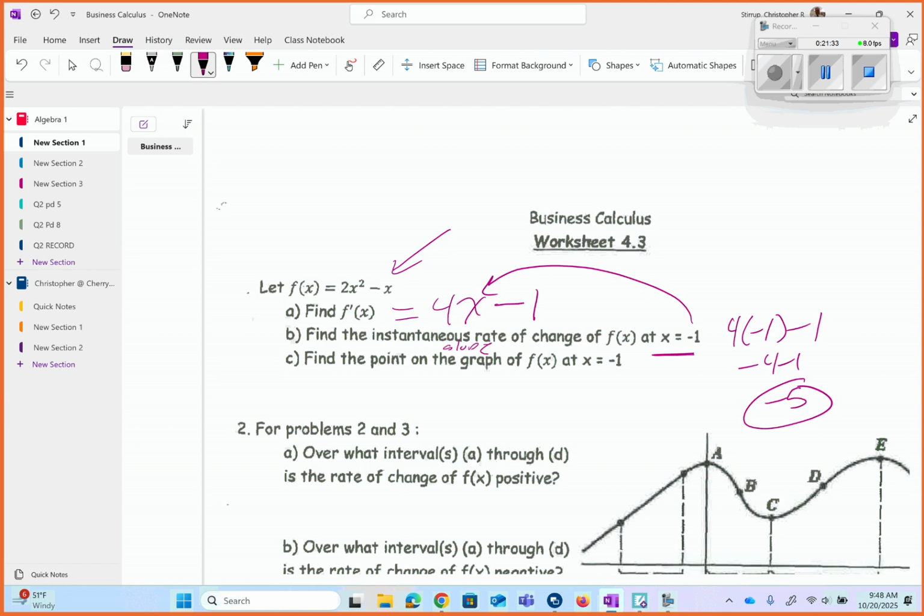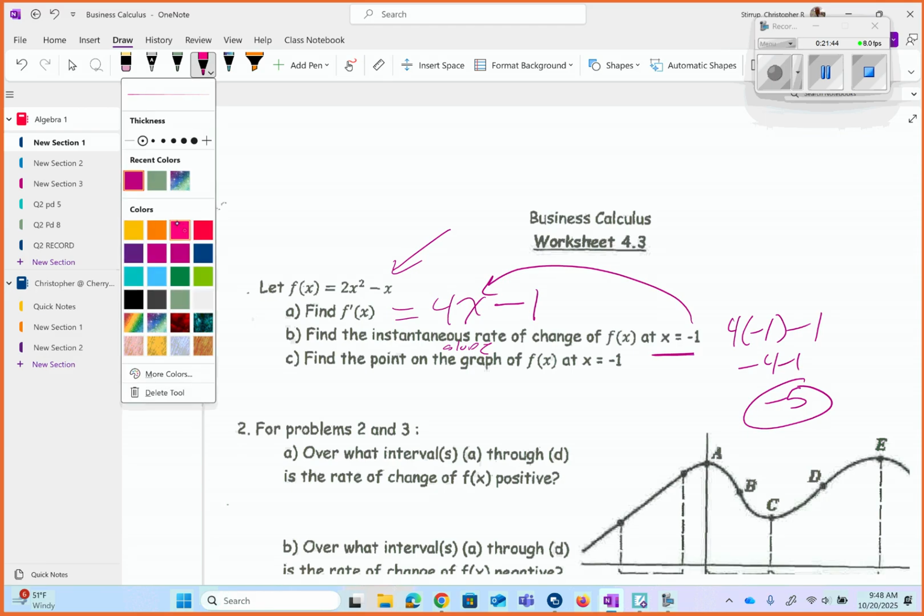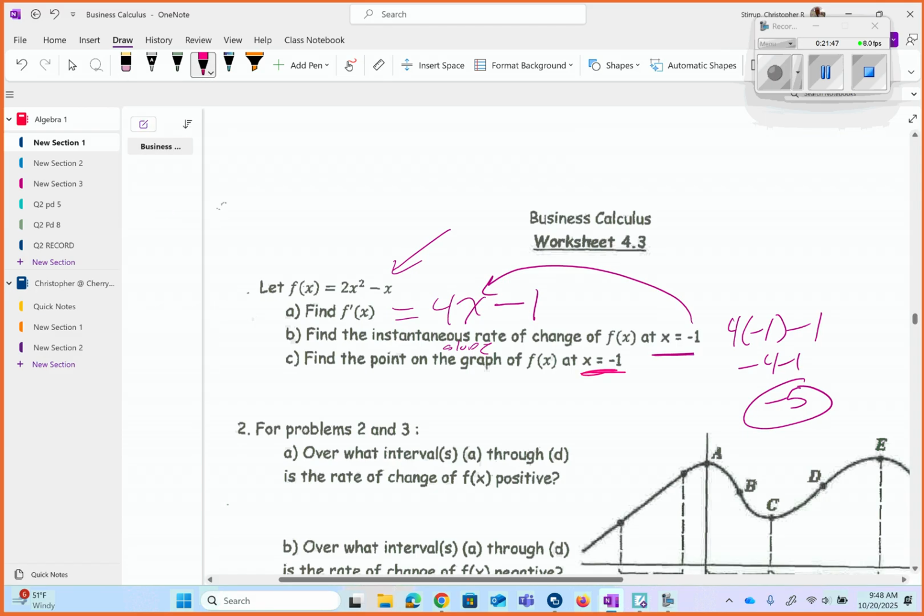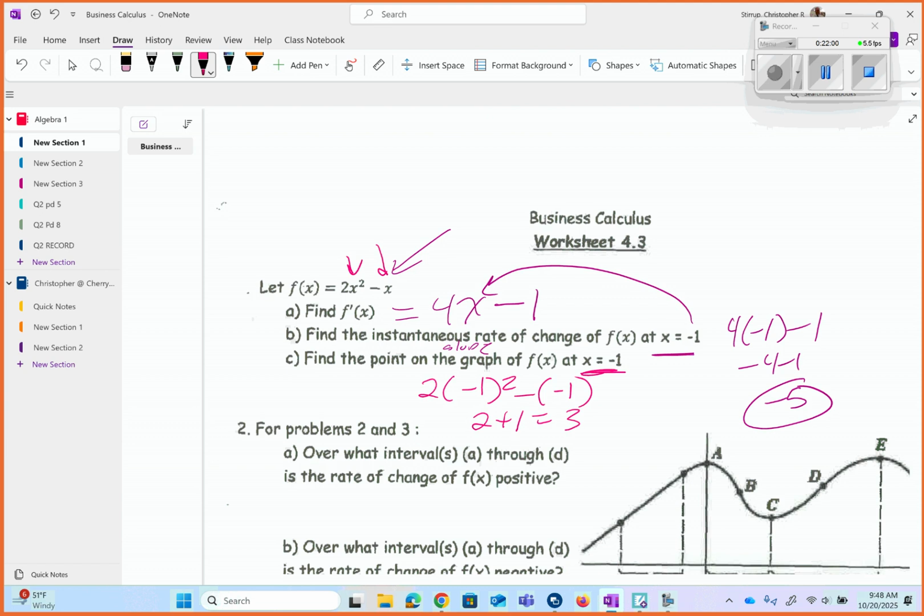And then it says, find the point on the graph of f at x. Okay, so this means we're going to change it a smidge. I'm going to take this and plug it back into our original. So I'm going to get 2 times -1 squared minus -1. So that's going to give me 2 plus 1, which is 3, which means the point -1, 3 exists on our original graph. Okay?